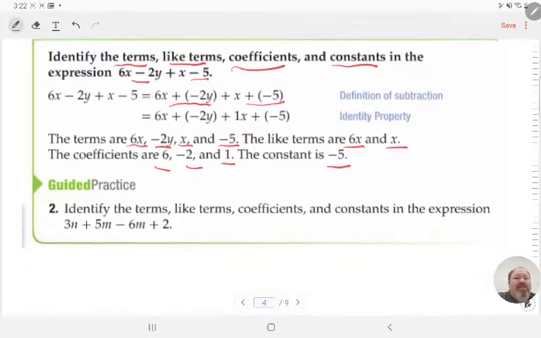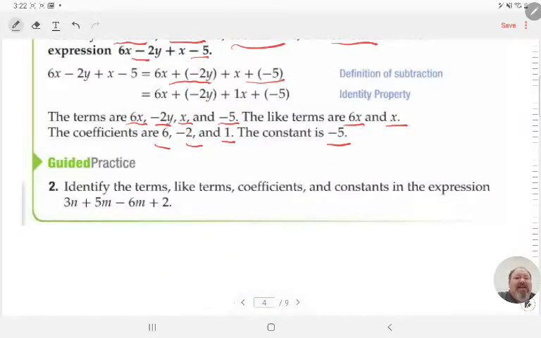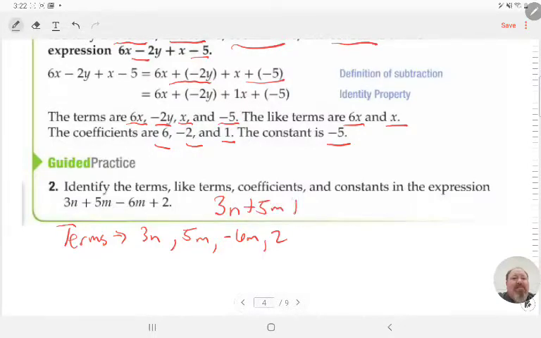All right, so this next question says, identify the terms, like terms, coefficients, and constants in the expression. So I take a look at this, and I know that my terms would be 3n, 5m, negative 6m, and 2, because I could rewrite that as 3n plus 5m plus negative 6m plus 2. Okay? So those are my terms.